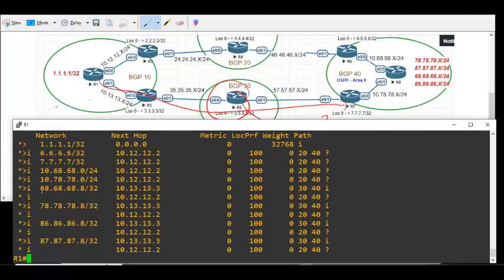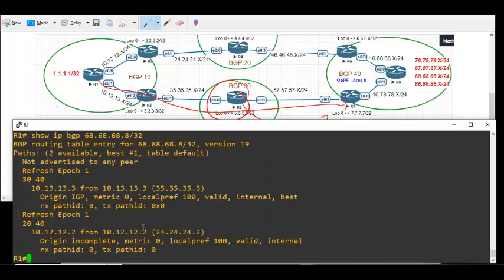The weight is the same. This is MED. Where is the weight attribute? That output was shown. In this output, I don't see weight, because weight is not industry standard. Weight is Cisco standard. That's why it is not coming in this output. Anyhow, weight is a tie.